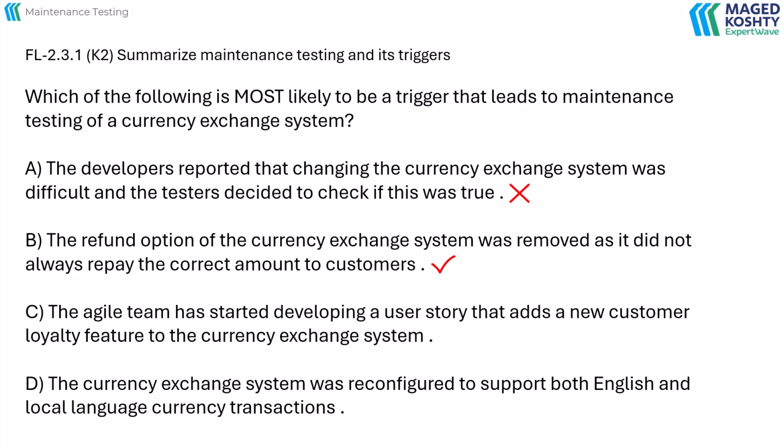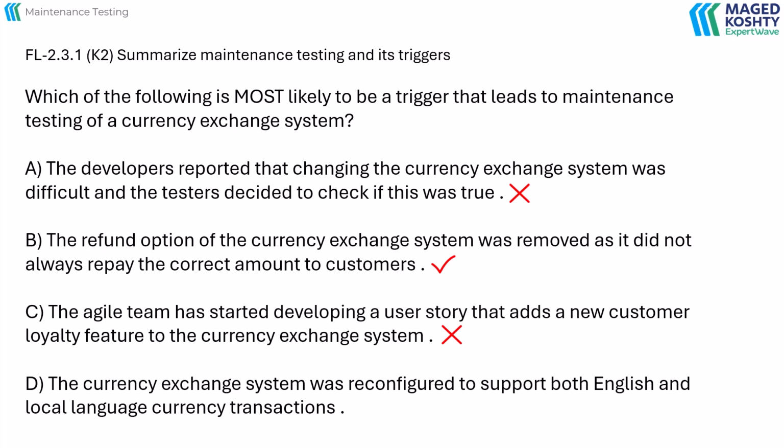C. The Agile team has started developing a user story that adds a new customer loyalty feature to the currency exchange system. The Agile team is working on a new version of the software. The team will develop and then test the new feature. Maintenance testing is testing an operational system after upgrading to the new version. I am a little skeptical about this one. This will lead to maintenance testing somehow.